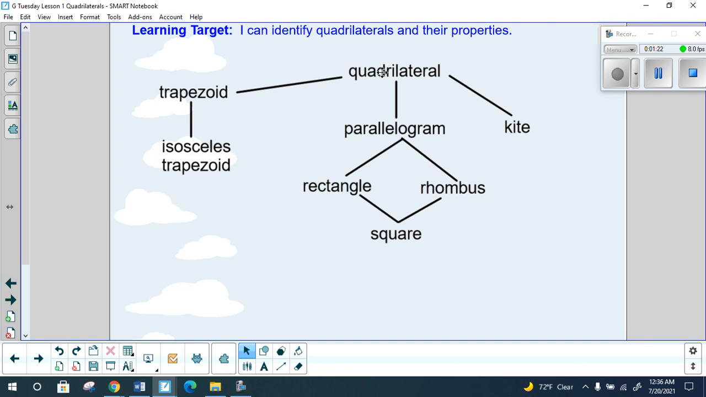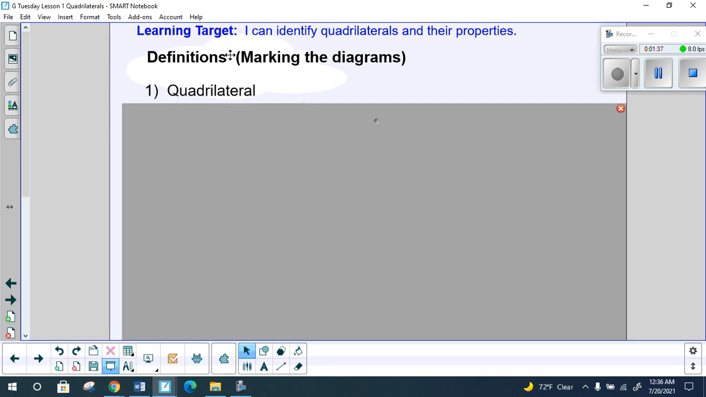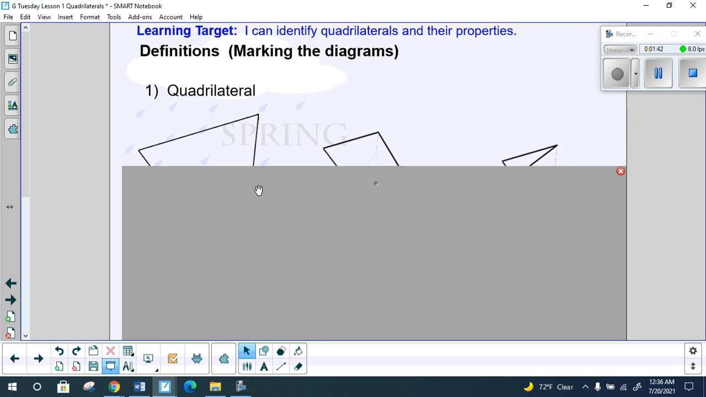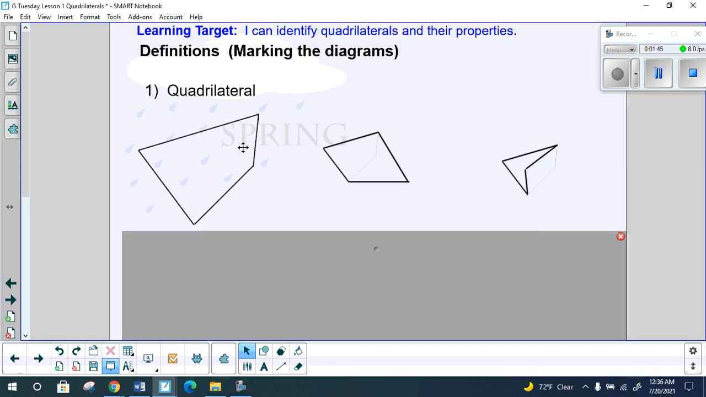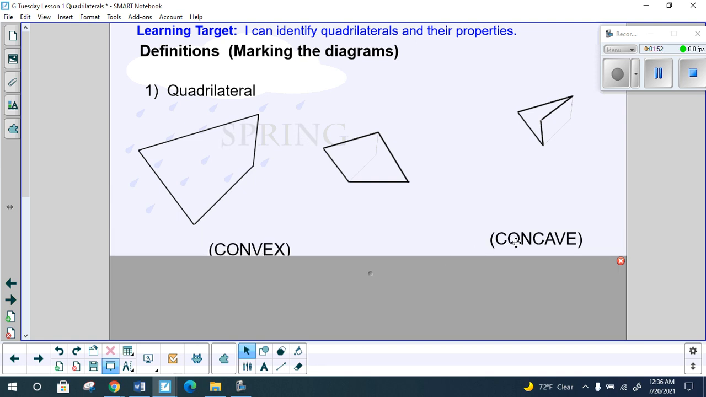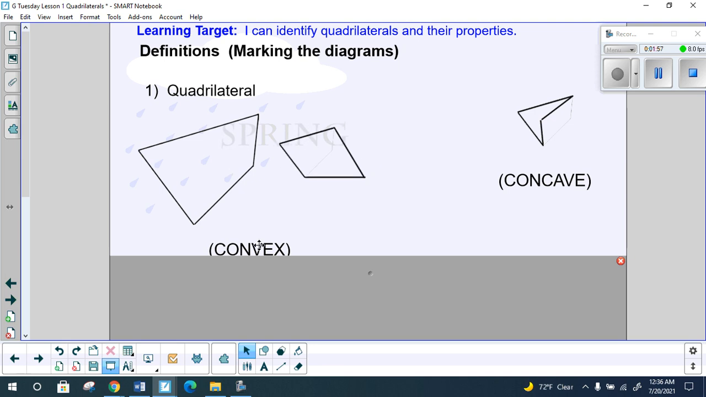So we're looking at quadrilaterals. If you remember, they are polygons with 4 sides. So we're going to define all of these, and then I'm going to show you what kind of questions you'll have. So let's start with the quadrilateral. A quadrilateral is just a polygon with 4 sides. Okay, and there's 2 kinds of quadrilaterals. There's this type over here, which we call concave. It kind of looks like it makes a cave in there, and then these are considered convex.